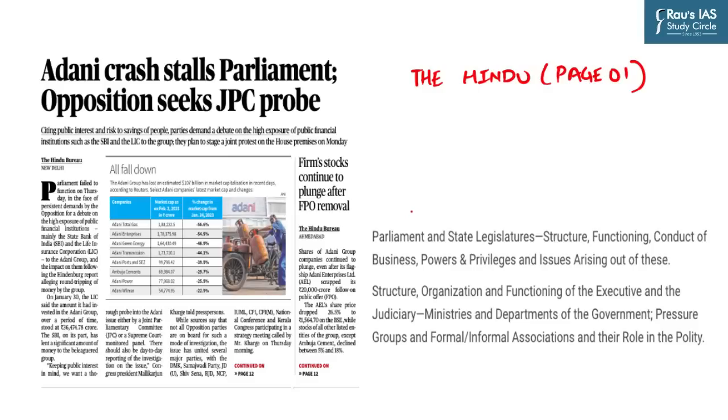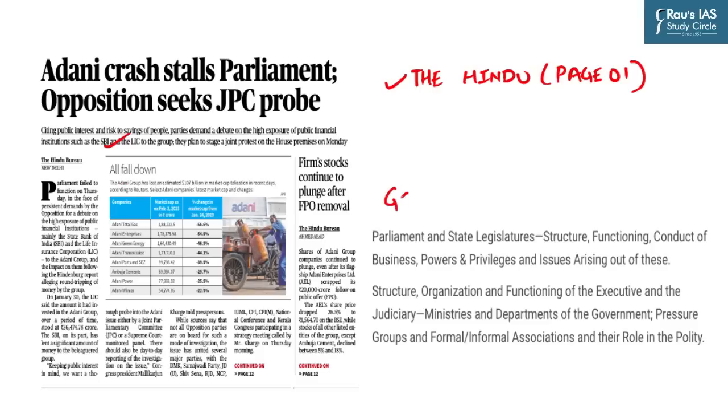Moving on to the next article of the day, featured on page 1 of The Hindu, which talks about the Joint Parliamentary Committee. Citing public interest and the risk to the savings of people, the parties have demanded a debate on the high exposure of public financial institutions such as SBI and LIC, as in the recent Hindenburg case regarding Adani Enterprises. The Opposition is now seeking a Joint Parliamentary Committee to investigate the matter in detail.